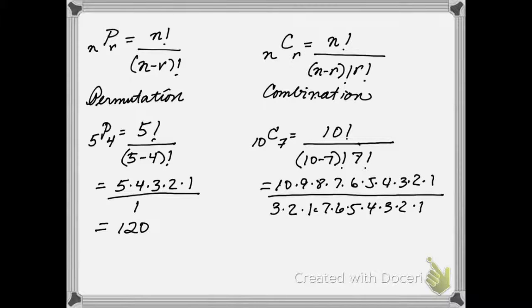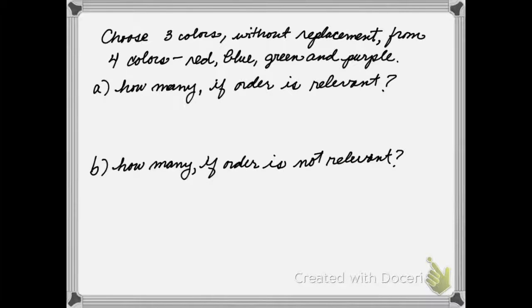So this 7, 6, 5, 4, 3, 2, 1 cancels with this 7, 6, 5, 4, 3, 2, 1. And then this 3, I can cancel with a 3 from the 9. This 2, I can cancel with a 2 from the 8. And that's going to be 10 times 3 times 4, which will be 12 times 10, which is 120. So those are just two operations, and we'll look at how those apply to what we've been looking at already.